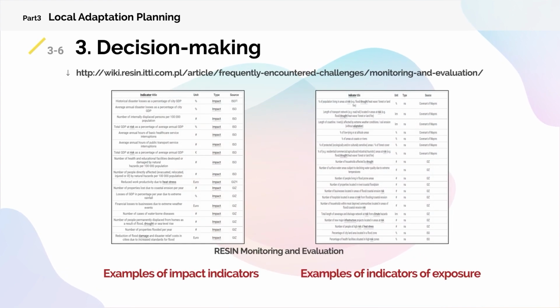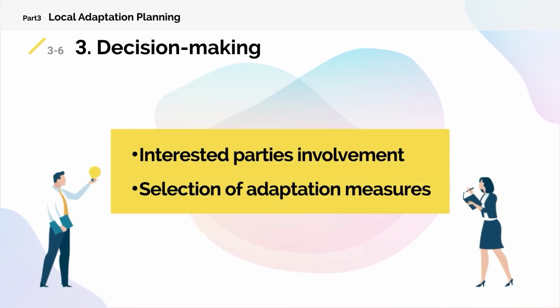Annex C of ISO 14092 sets out example indicators that can help decision-makers. For example, indicators related to flooding include the number of people permanently displaced by flooding, the number of properties lost per year due to flooding, and the number of years since flood risk assessments were conducted in cities. It is important to reference these indicators and involve interested parties in the decision-making process of selecting appropriate adaptation measures.